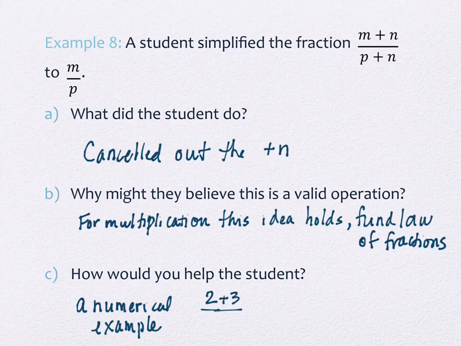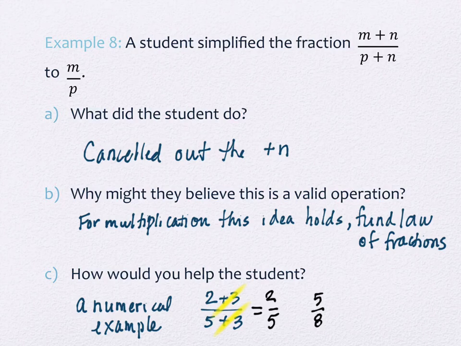I should have left it the way it was. 2 plus 3 over 5 plus 3. So if the student did what they are thinking they would be able to do, if they did this, they'd get 2/5. Sorry, wrong number. 2/5. But what should they be getting? They should be getting 5 over 8, right?